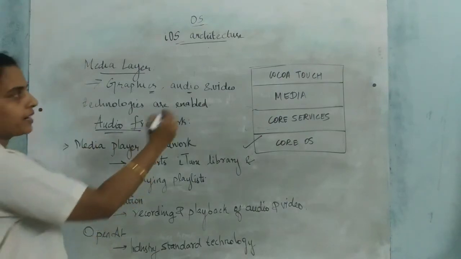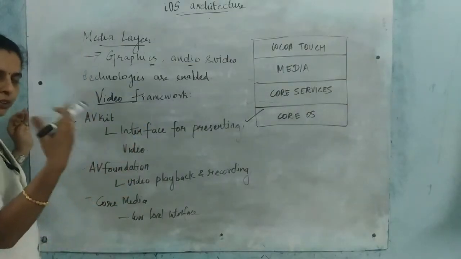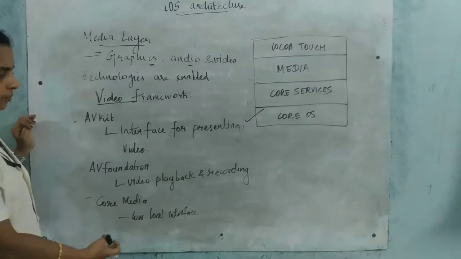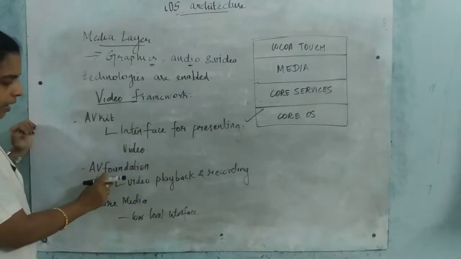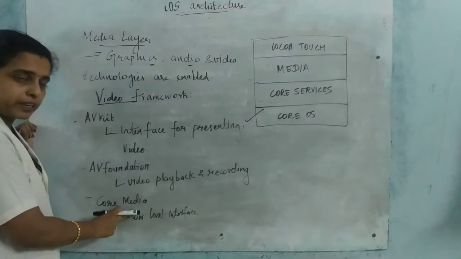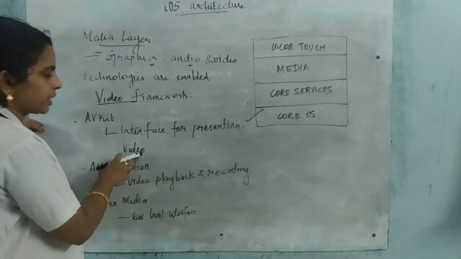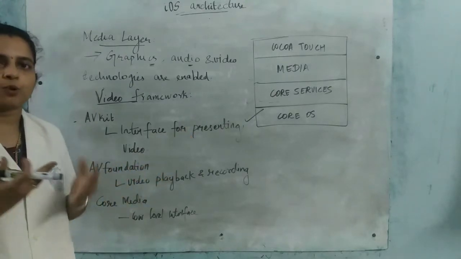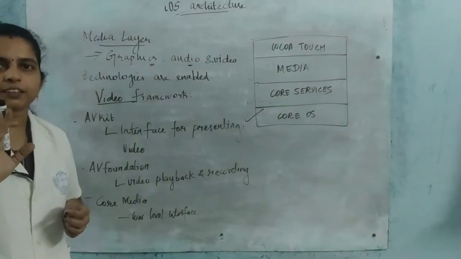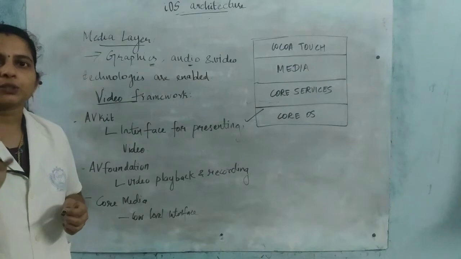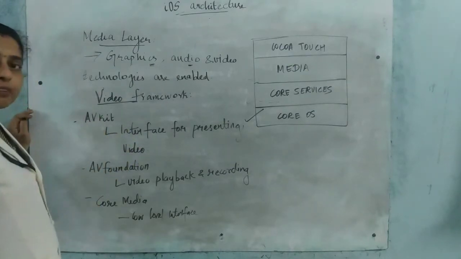Okay, so the next one is the video framework. Under this framework also, the important frameworks are given here. The first one is AV Kit, audio video kit, then AV Foundation and Core Media. AV Kit provides an interface for presenting video. So you may have so many videos in your mobile phone, right? Through some interface only it is displayed in your mobile device, right? That is provided by this AV Kit. It comes under this video framework.